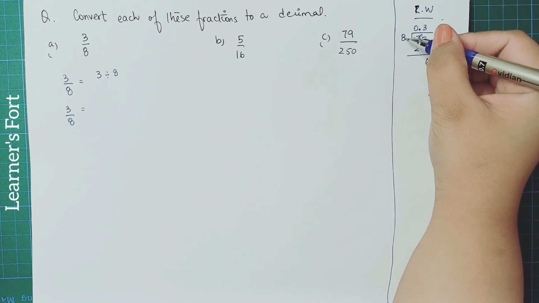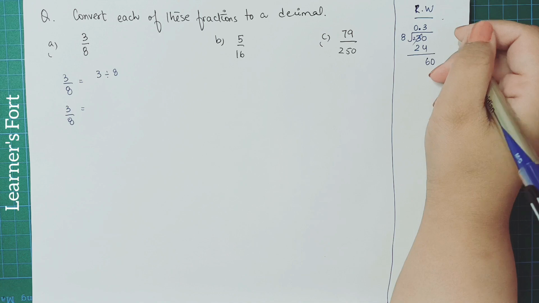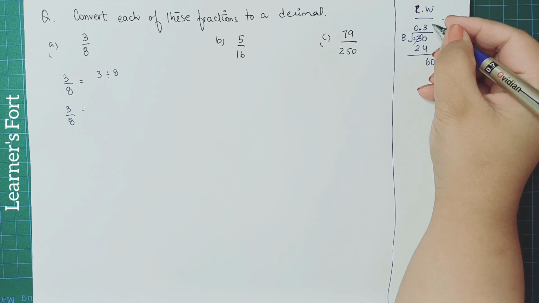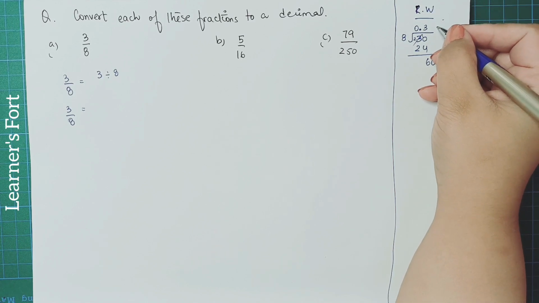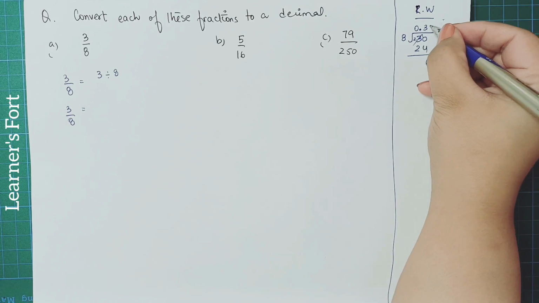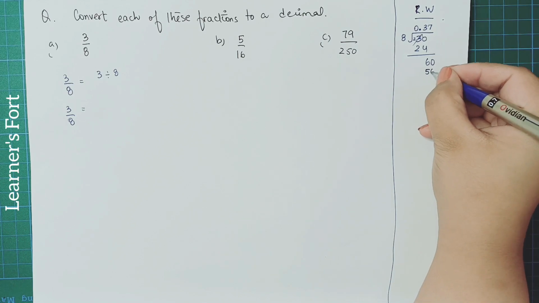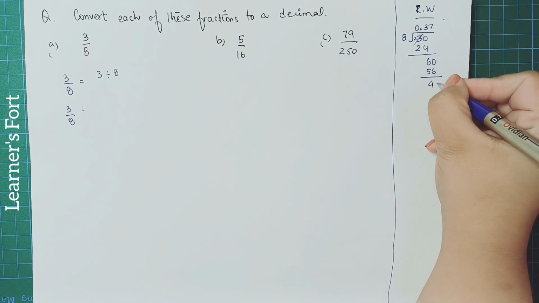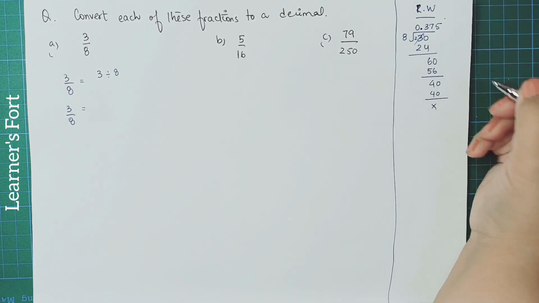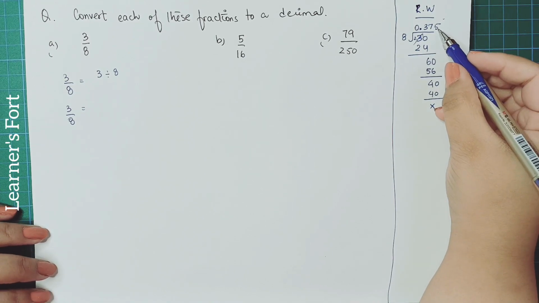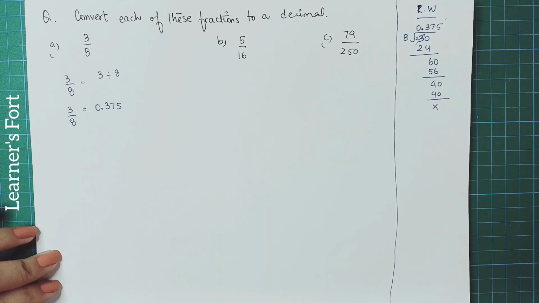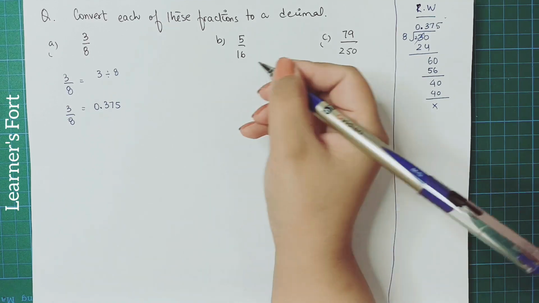Okay, so how many times? 60. We know that 8 fives are 40, 8 sixes are 48, and 8 sevens are 56. 8 sevens are 56. We have 4 here, and we're going to put another 0, and we know that 8 fives are 40. Okay, so the answer stops at 5. So 3 upon 8 is equal to 0.375. Okay, now we have 5 upon 16.